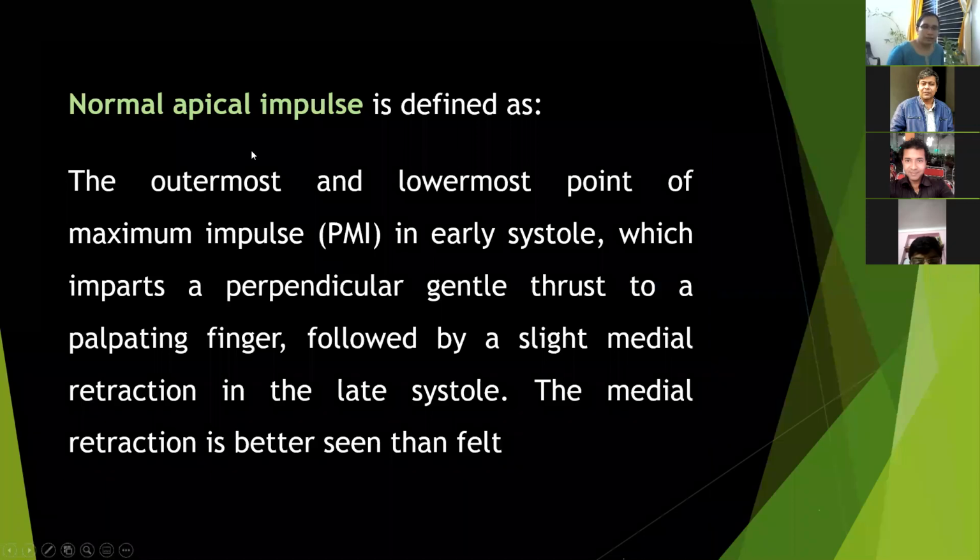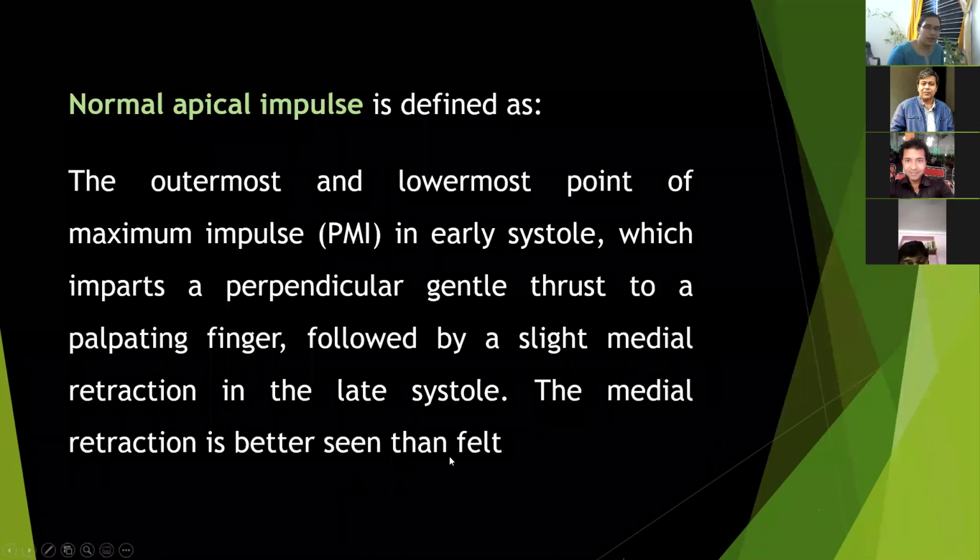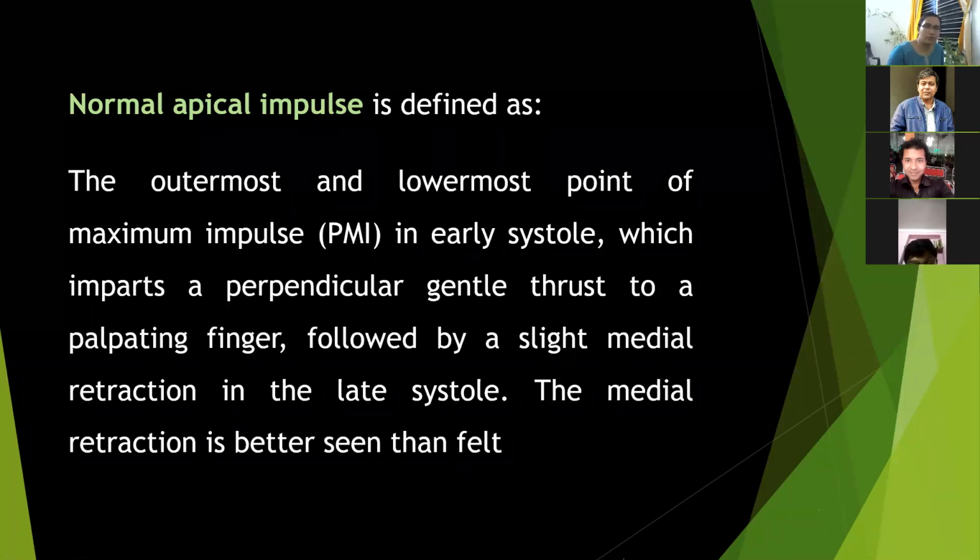First is apical impulse. So how do you define a normal apical impulse? This is the lowermost and outermost point of maximal impulse in early systole, which will impart a perpendicular gentle thrust to the palpating finger. This is followed by a retraction, that is the apex will move away from your fingers, but this retraction is better seen than felt. So there are 2 points. It will be the lowermost and outermost point on the precordium, and also it will be the point of maximal impulse. It will be felt in early systole as a gentle thrust to the palpating finger. Now, whether this thrust is gentle or not can only be experienced by repeated practice, so repeatedly seeing the patients.